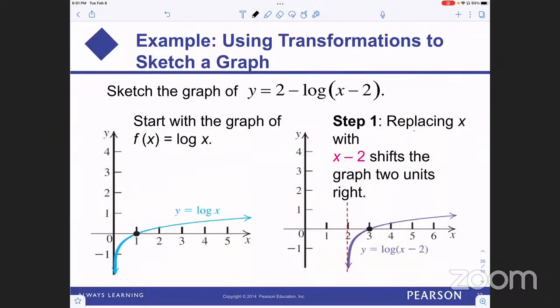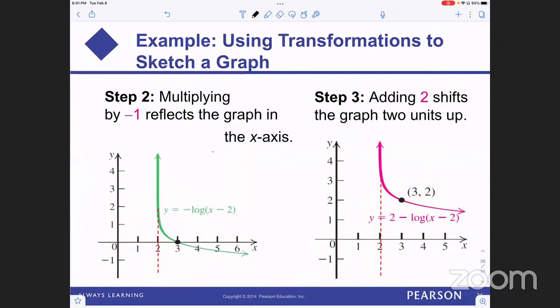So if you go right 2 there, if you follow the vertical asymptote, it said flip top to bottom and then go up 2. And the pink is the final graph.